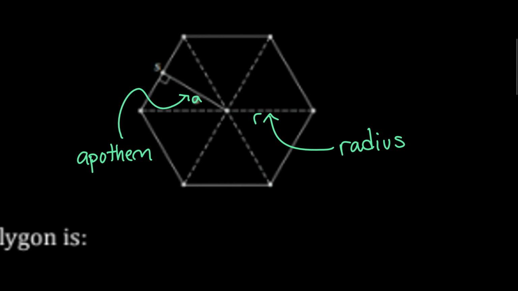Also, on this polygon, we have sides, obviously, that have side lengths. We're going to call the side length S.